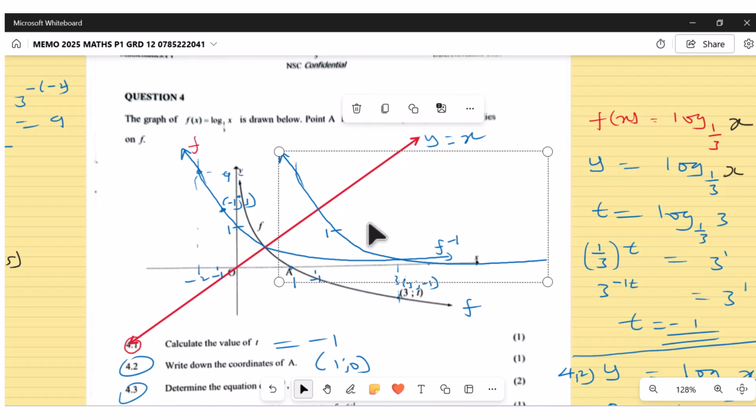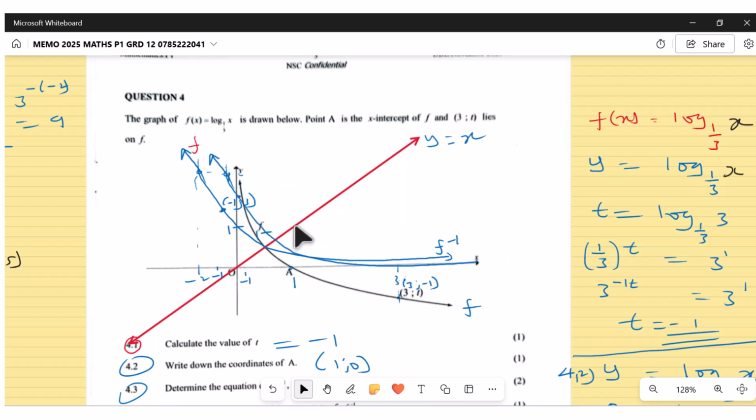from 4, they said x bigger than 4, so let me translate once again. Remember the negative 1 is going to be here at 3, because when you say negative 1 plus 4, you get 3 here. So it's going to be like this now.